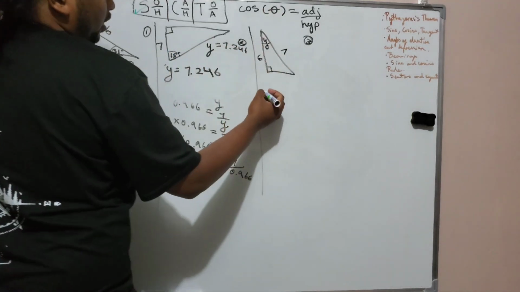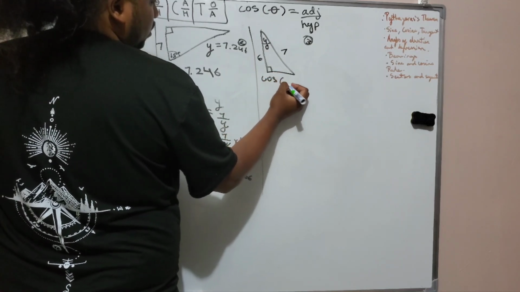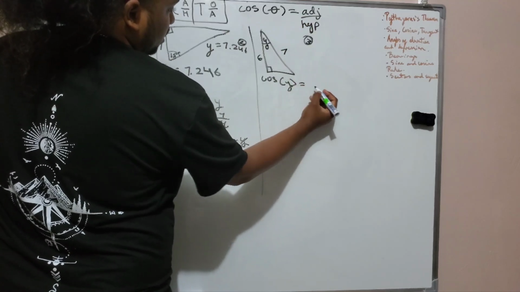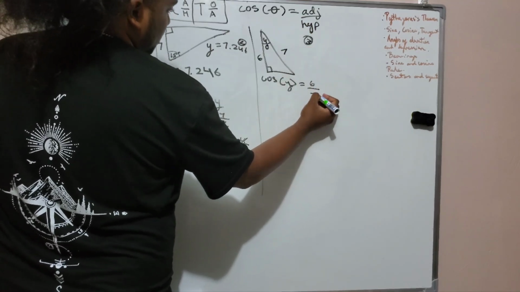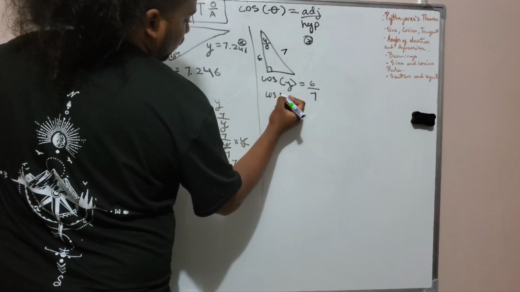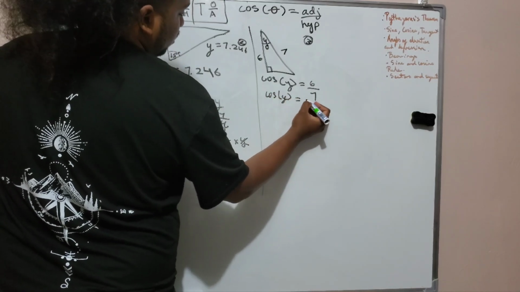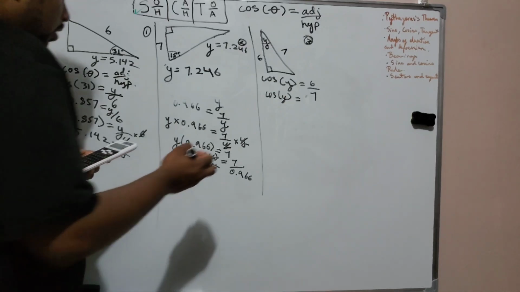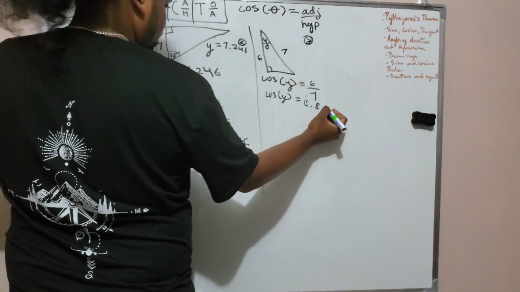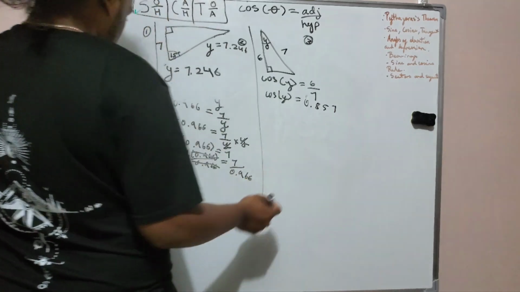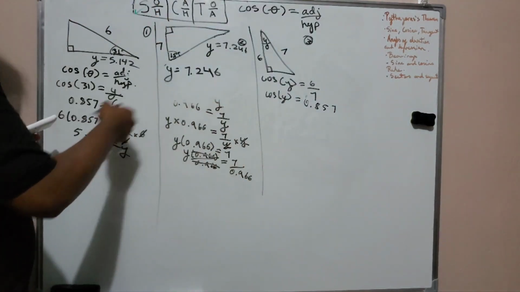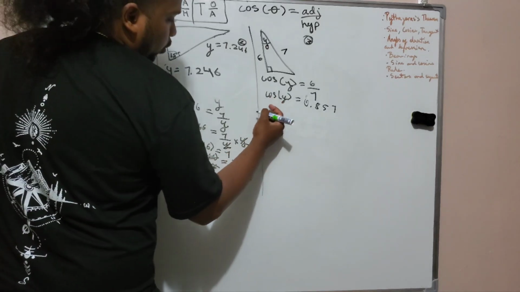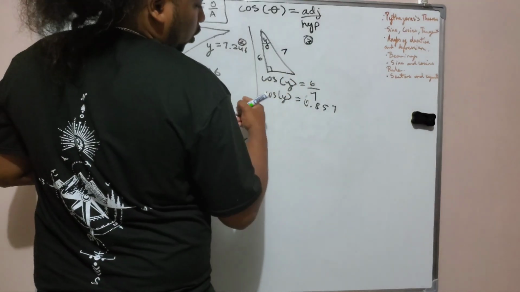Now for this one, let's plug in what we have again. Cos of the angle, which is y, is equal to the adjacent, which is 6, over the hypotenuse, which is 7. So the cos of y is equal to 6 over 7, which evaluates to be 0.857. So to solve for y here, we do cos inverse throughout.